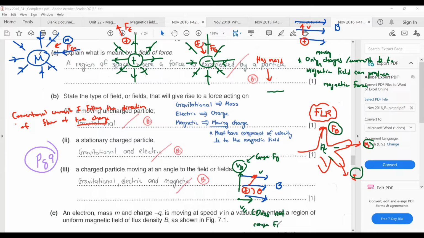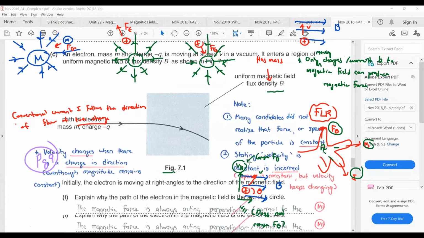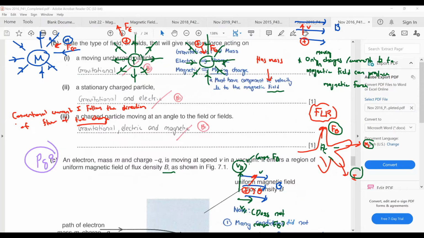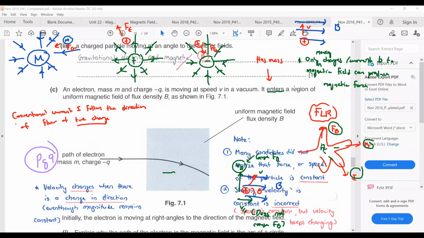As I mentioned to you, only charges or current perpendicular to the magnetic field will produce magnetic force. So this part here won't cause magnetic force, but this one here will. So if your charged particle is moving at an angle, there is a component perpendicular to the field, so the magnetic field will also affect it. Alright, so that part is okay, right? Okay, now you go to the second part. This part I'll just explain here.